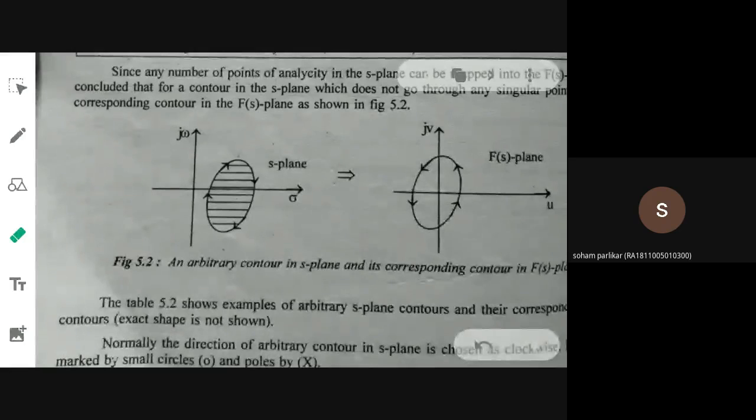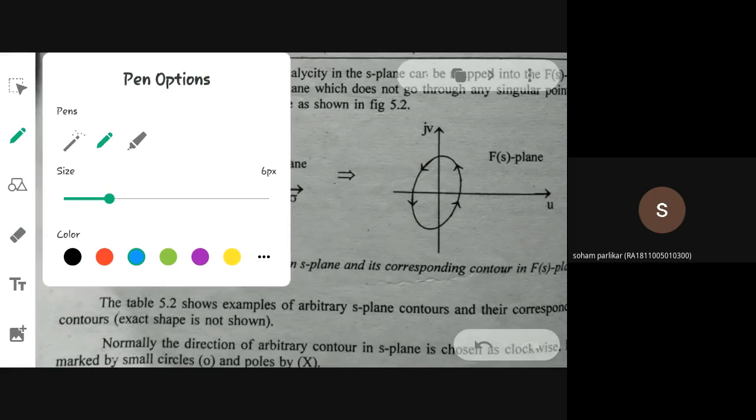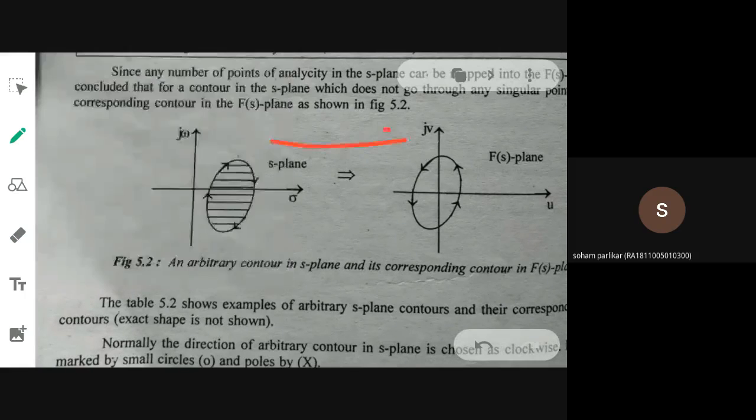You are going to map the S plane and the F of S plane. Both are complex planes, and the coordinates of S plane are sigma and omega, and for F of S plane the coordinates are U and V. If you want to do the mapping between these two planes, there is a condition. The points should all be analytic and not singular. Then only you can do the mapping.